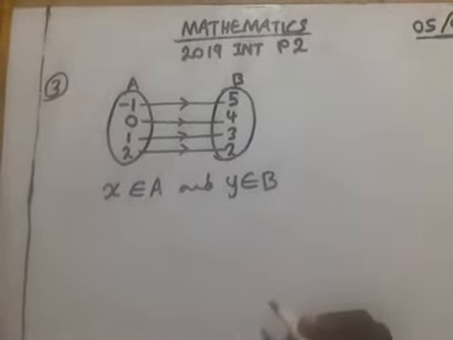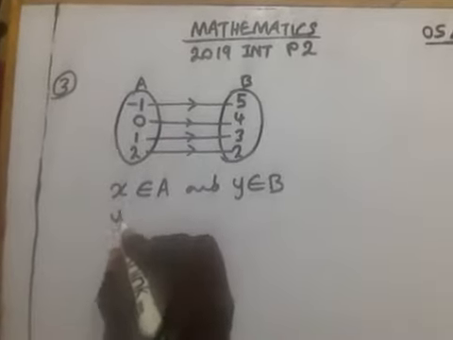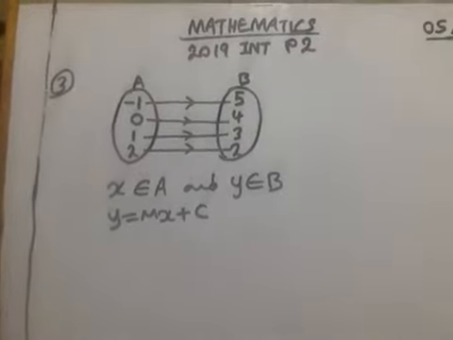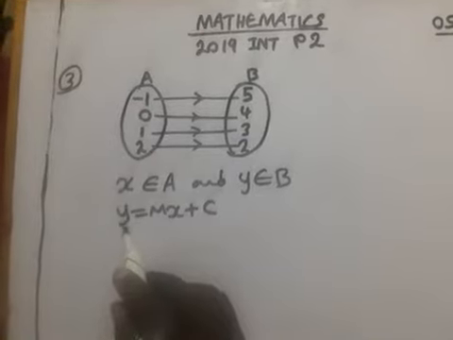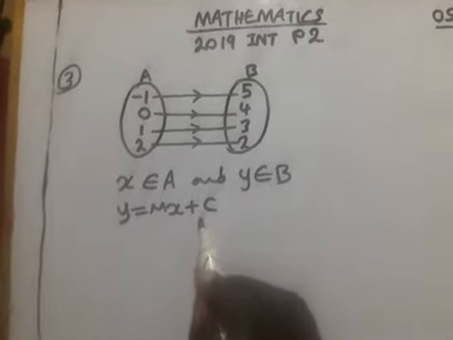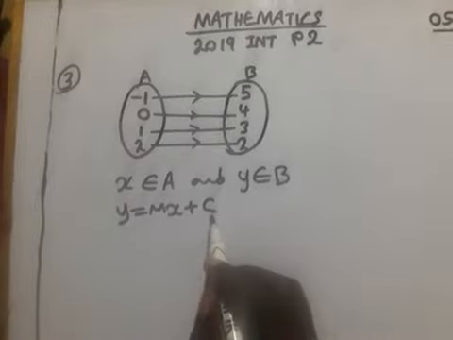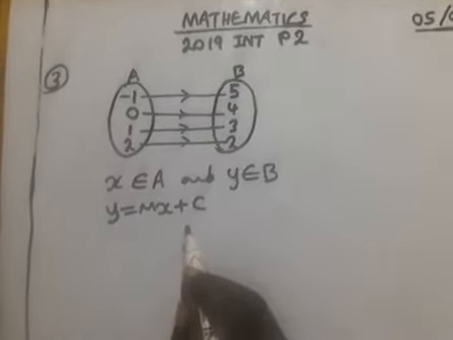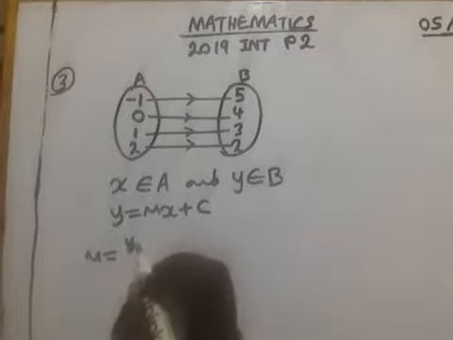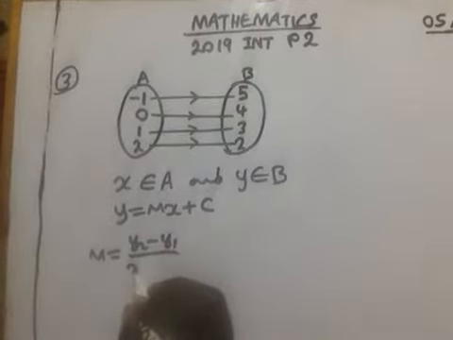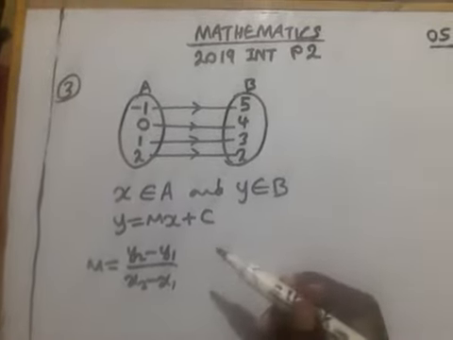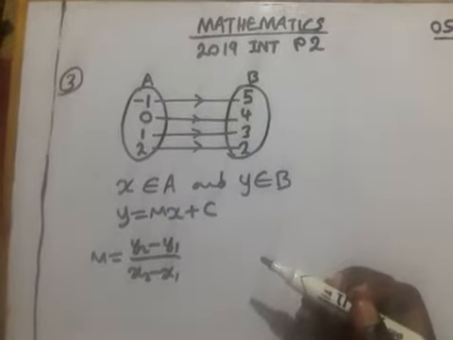So the relation should be in the form of y equal to mx plus c, where y comes from the y coordinate, x from the x coordinate, m is the gradient, and c is the y-intercept or the constant value. Now to find m, we apply this formula: y2 minus y1 over x2 minus x1, which means you have to pick the first two consecutive coordinates.